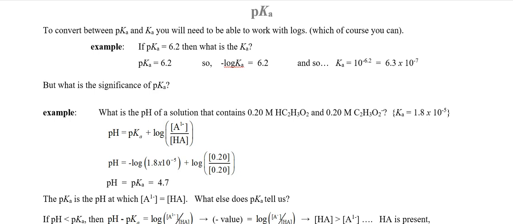pKa tends to be difficult for students to grasp at times because I think the P intimidates you a little bit. Don't let it intimidate you. Just be fluent. P means negative log. So when you see pKa, just read it as the negative log of the Ka.